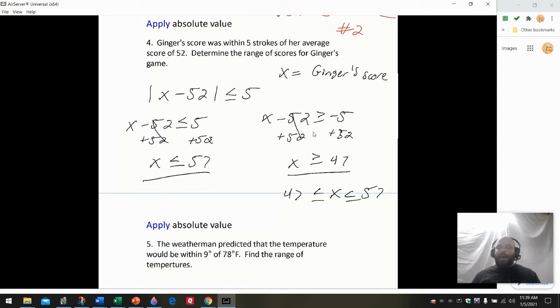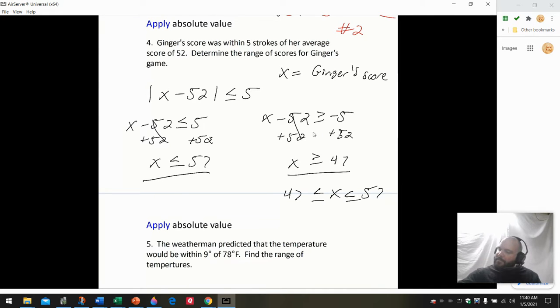And so by combining those two, we get a compound inequality that we've studied in previous sections. And that compound inequality gives us a range of scores that Ginger would have gotten on her last golf game. In this case, the lowest that she could have scored would have been a 47, and the greatest she could have scored was a 57. And remember, in golf, the lower the number, the better. So hopefully she scored 47 or close to that.